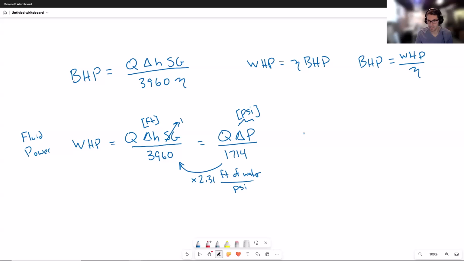So the reason we can use either of these two equations is because the 2.31 is being baked into the constant that we're dividing by. So it's already accounted for. We can just use the height of the column of water, and the 3960 will take care of everything. Or we can change it to PSI, and we can use this equation.